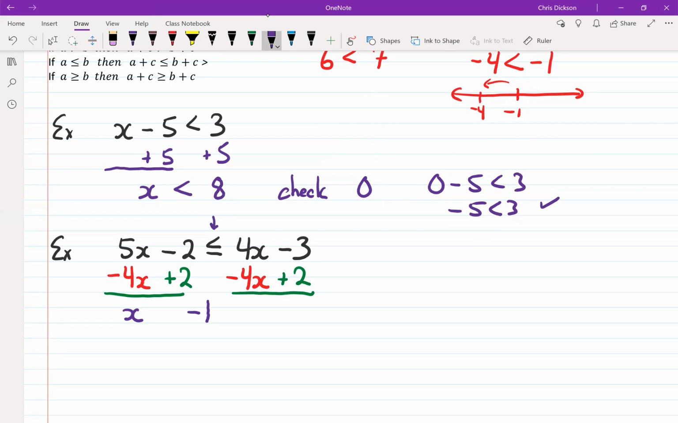So as long as you do that, we should still be less than or equal to -1, sorry. So I'm going to check this, and I'm going to put -2 in for x here.